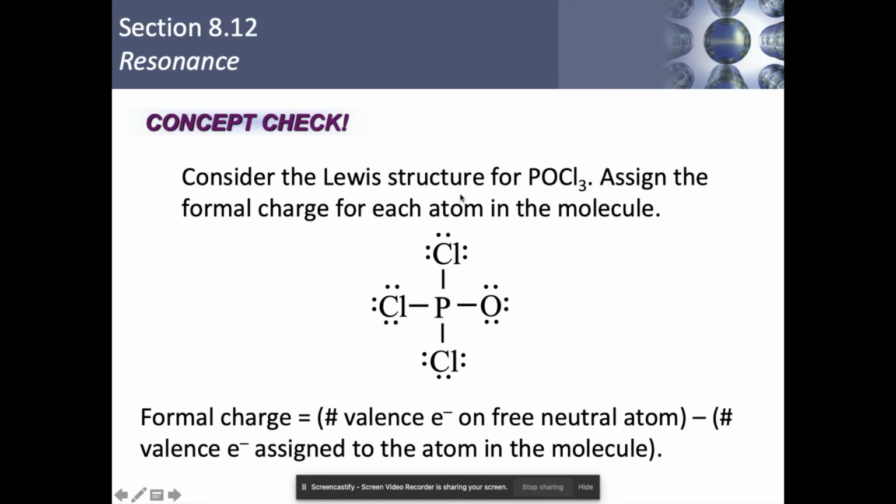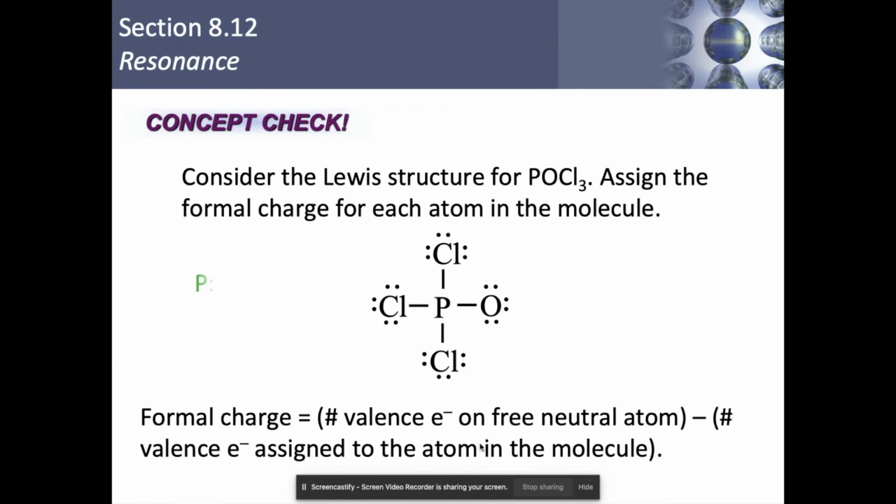subtract the number of assigned electrons from the number of valence electrons on the free neutral atom. Well, let's do an example. So we have POCl3. Let's assign formal charges to each atom. I want to figure out what's the formal charge on my phosphorus, on a chlorine, and on an oxygen. So I have three different types of atoms in this, and I want to know what the formal charge is. Again, number of valence electrons minus the number of valence electrons assigned to the atom in the molecule.